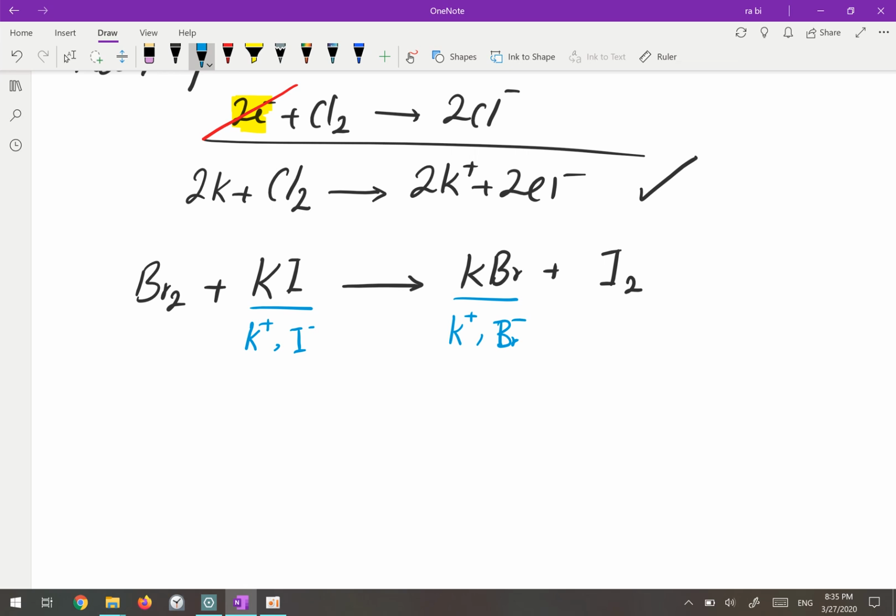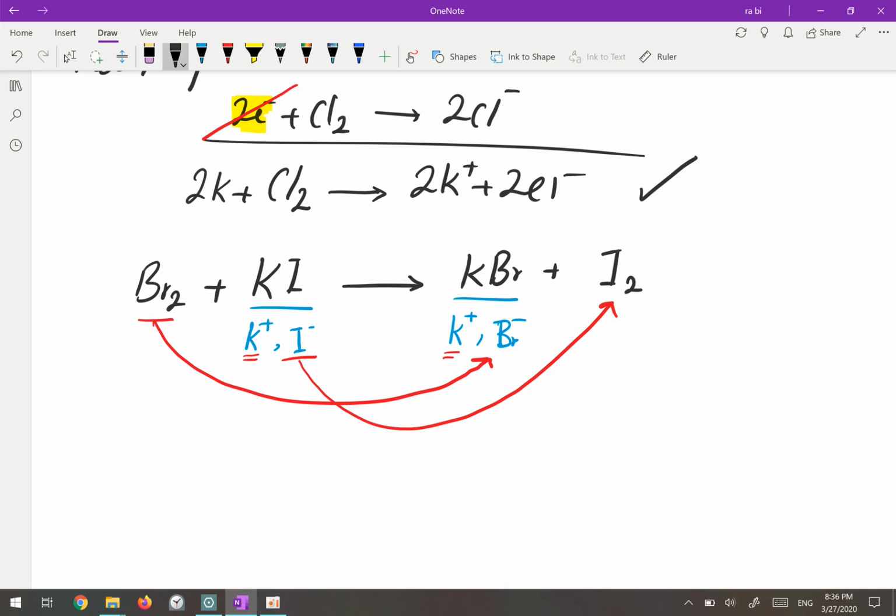Okay, now determine what happens to bromine. The bromine is converted to Br minus. It means it has gained the electron, so it is reduced. And what happens to the K plus? It remains K plus. So nothing happens to the K plus. What happens to the I minus? I minus is converted to I2. It has lost the electron. So it means it is oxidized.